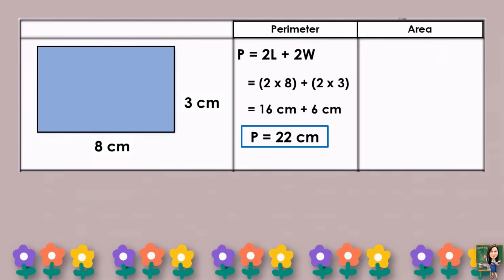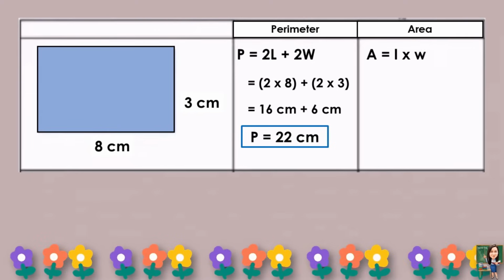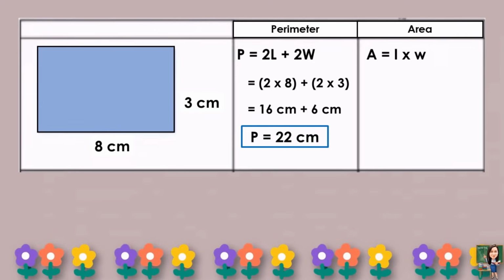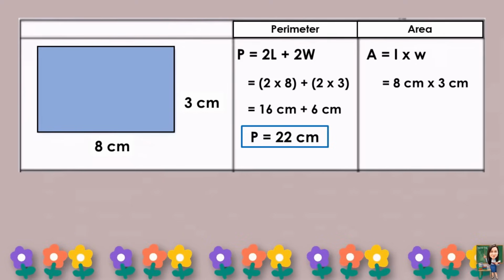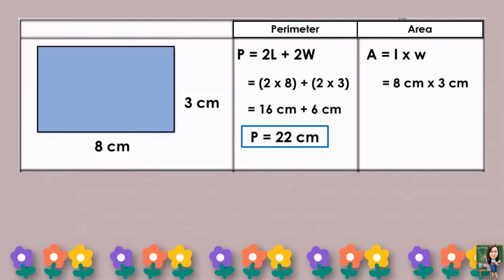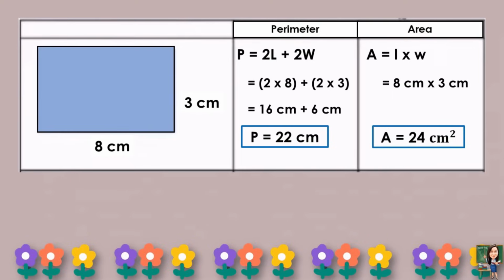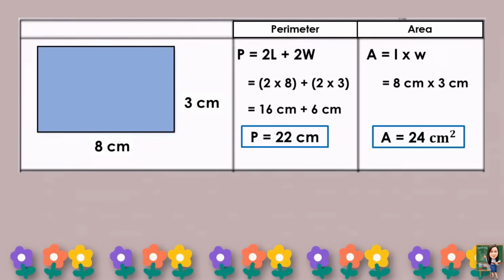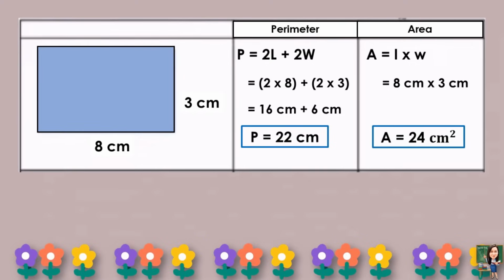Now, let's get the area. The formula is area equals length times width. Length is 8 cm, multiply it by 3 cm, which is the width. 8 times 3 equals 24 square centimeters. So the area of this rectangle is 24 square centimeters.